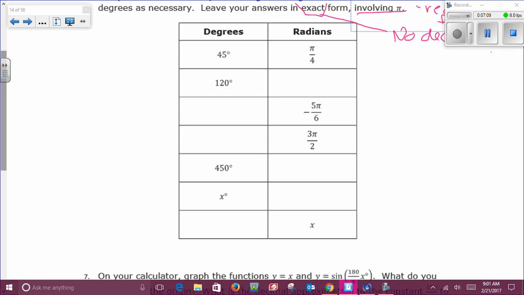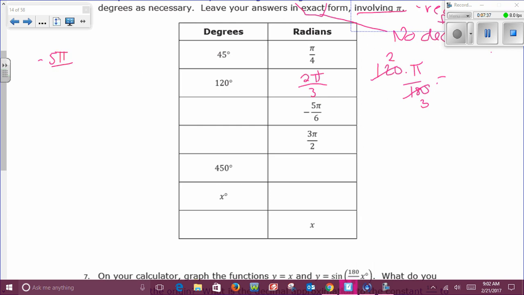So we already said that 45 degrees is pi over 4 radians. If I have 120 degrees, I'm going to take 120 and multiply it, because I want to turn it into radians, by pi over 180. 60 goes in here twice, 60 goes in here 3 times, so I have 2 pi over 3 radians.